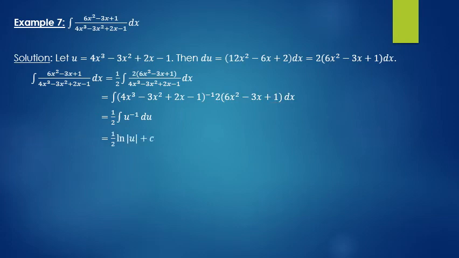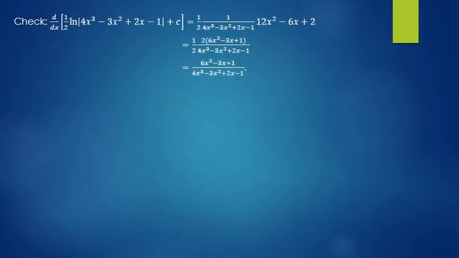And using the formula, this would become 1/2 natural logarithm of u plus c. And substitute back our value of u. So that is 1/2 natural logarithm of the absolute value of 4x cubed minus 3x squared plus 2x minus 1 plus c. And we can still do the checking. For that, we can find the derivative, and we will be able to get back the original expression.